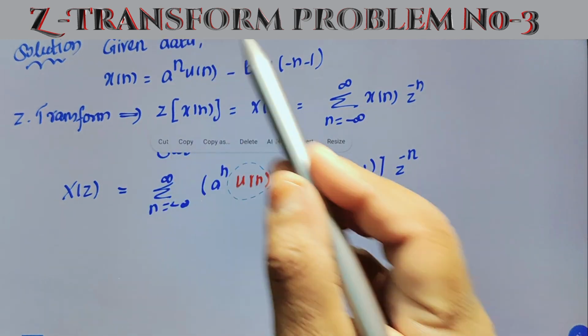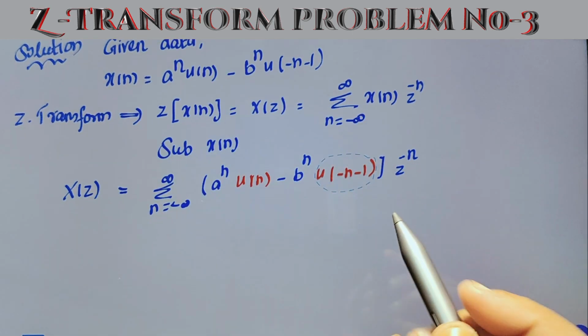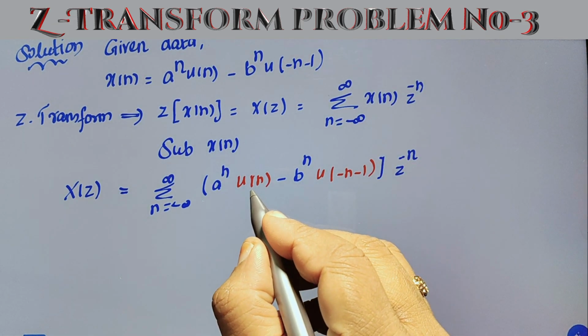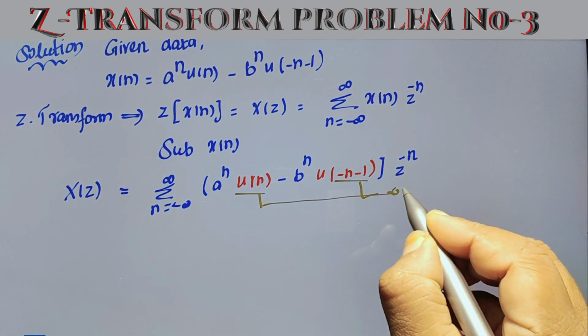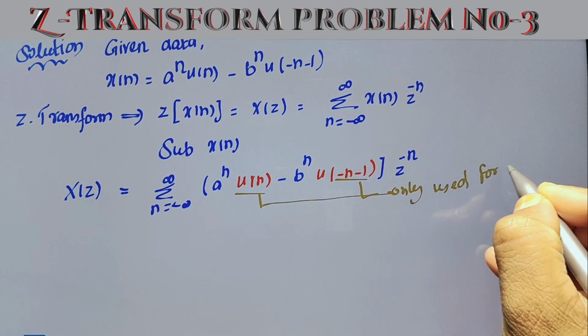See here, this u of n and this u of minus n minus 1 are only used for the limit application, okay? Only used for this one and this one, okay? Only used for limit, okay?